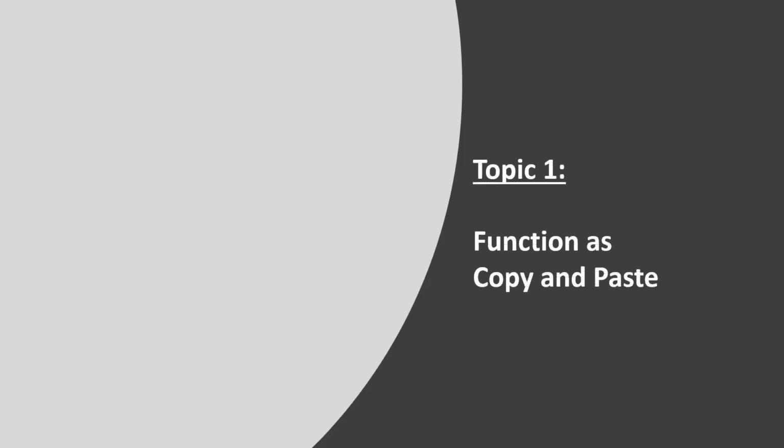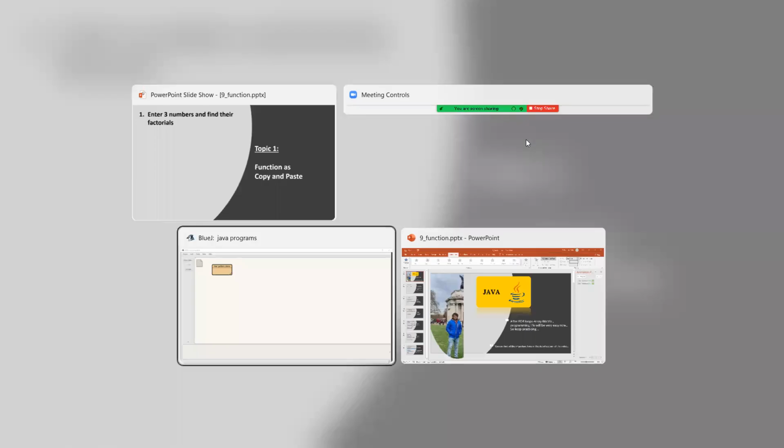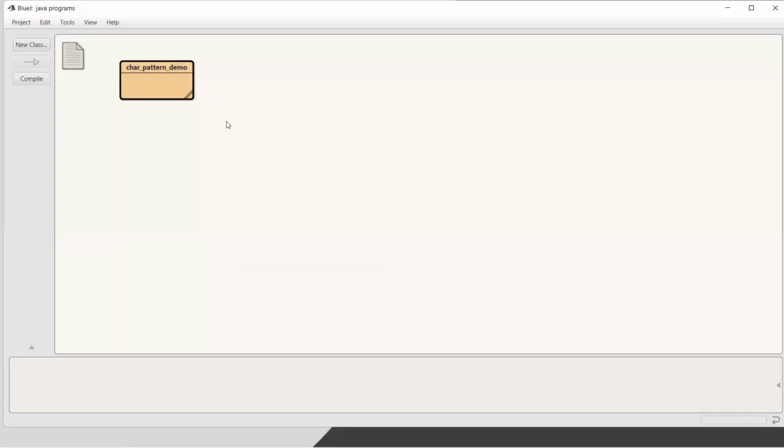So the topic one is, as I have said, function is just a copy paste thing. First I will start with this program: enter three numbers and find their factorials. Let me go to any of the softwares first. We can go to BlueJ. If you want, you can go to any other compiler. So let me start with BlueJ itself.